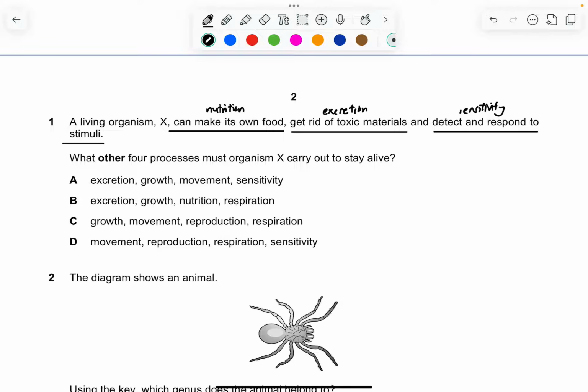So now they ask you what the other 4 processes are, meaning other than these, what do they need to stay alive? This comes back to the 7 characteristics that we need. So the answer would be growth, movement, reproduction and respiration, because sensitivity and nutrition are already found in the question, so they don't want those. They want the ones other than the 3.